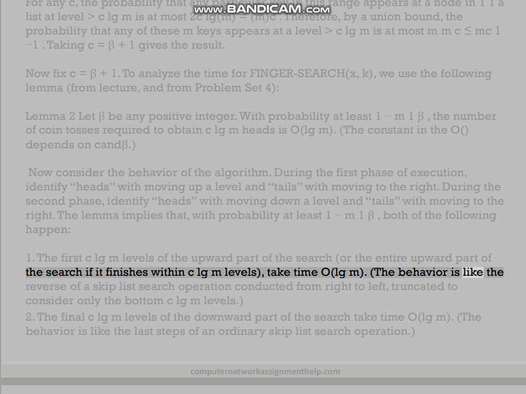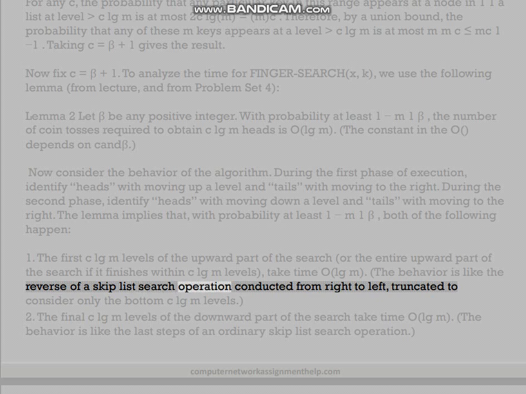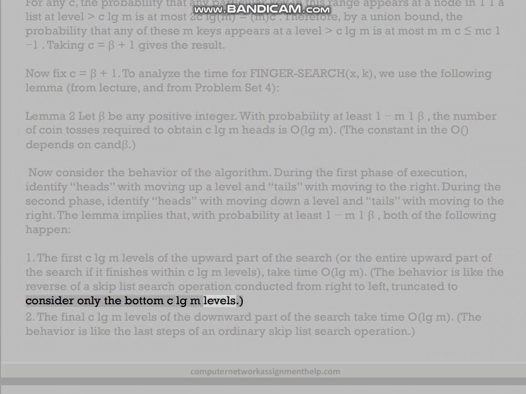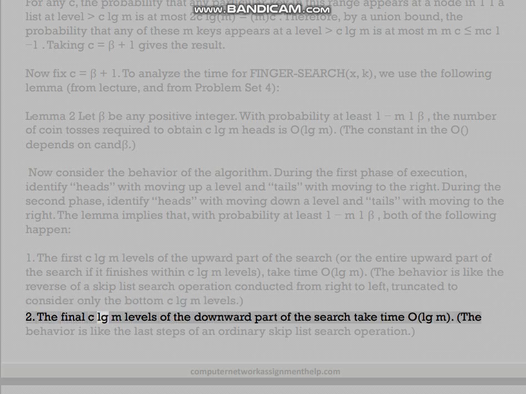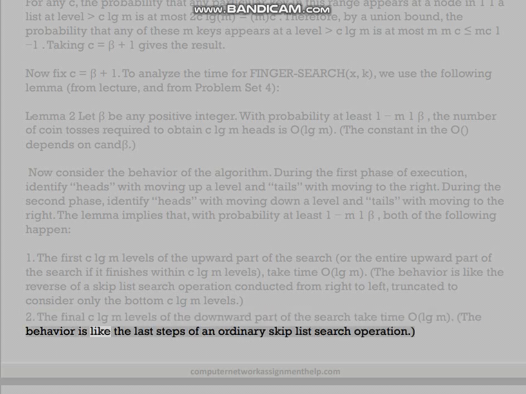The behavior is like the reverse of a skip list search operation conducted from right to left, truncated to consider only the bottom c lg m levels. 2. The final c lg m levels of the downward part of the search take time O(lg m). The behavior is like the last steps of an ordinary skip list search operation.